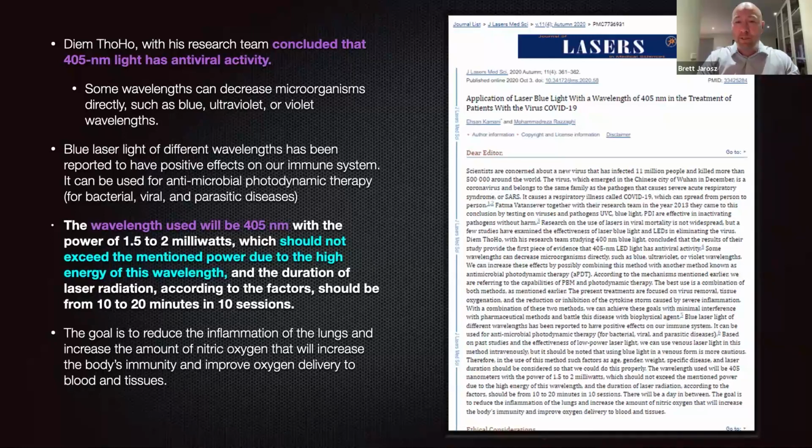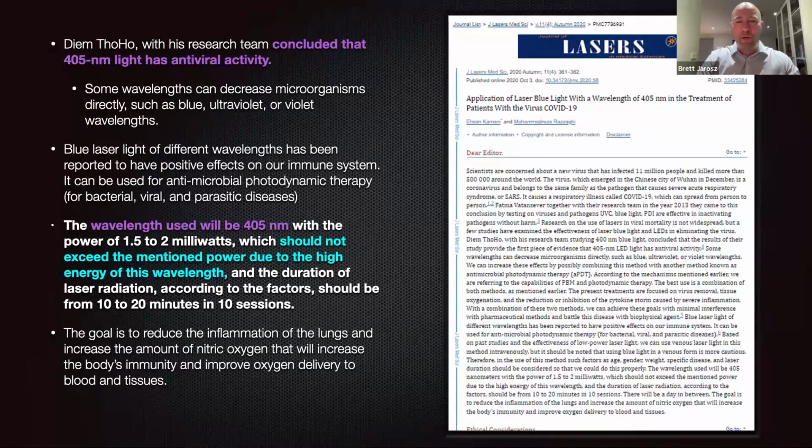We talked about using those ultraviolet lights in hospitals even. So blue light or different wavelengths has been reported to have positive effects on our immune system. It can be used for antimicrobial photodynamic therapy for bacterial, viral, parasitic diseases.